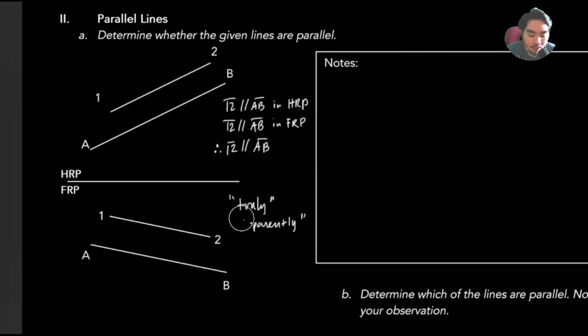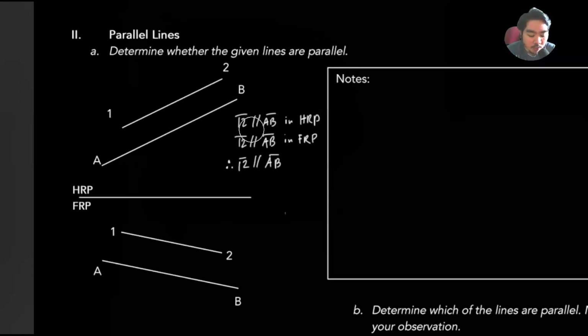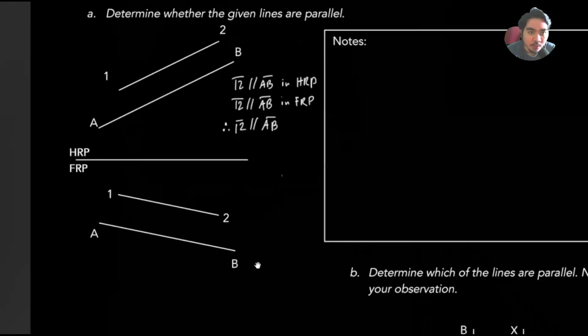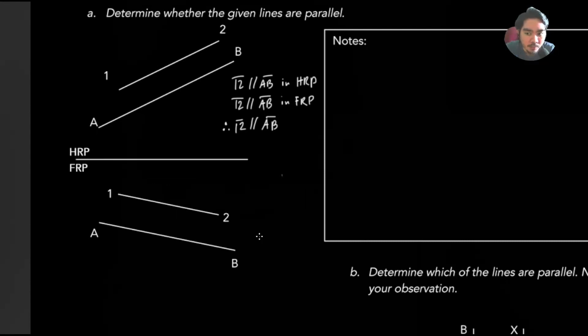So, in that sense, I'm saying here that 1,2 is apparently parallel to AB as seen in HRP. Tapos 1,2 is also apparently parallel to AB as seen in FRP. Therefore, they are truly parallel to each other. Okay? So, okay tayo doon? Medyo madali lang, no? Madali lang yung proof ng parallelism.